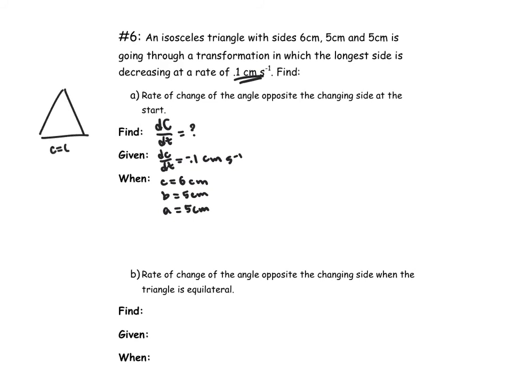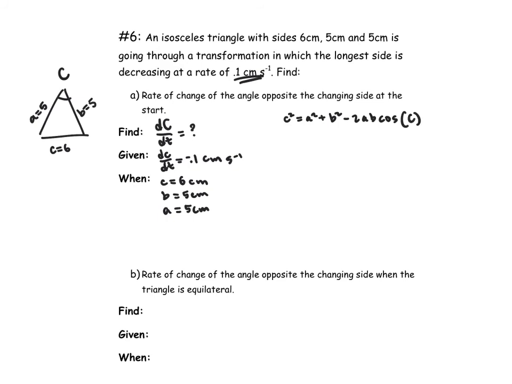I'm going to call this side C, which is equal to 6, side A, which is equal to 5, side B, which is equal to 5. I'm going to call this angle C. So C squared is equal to A squared plus B squared minus 2AB cosine of angle C.